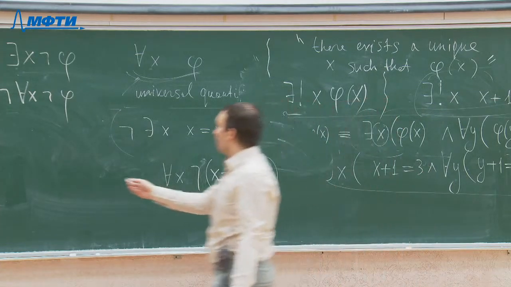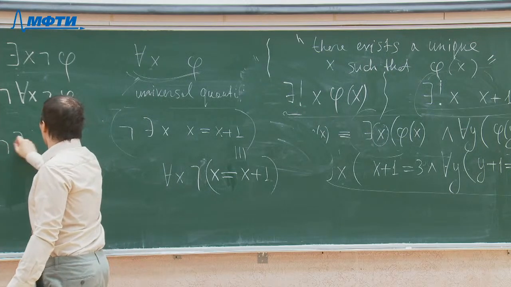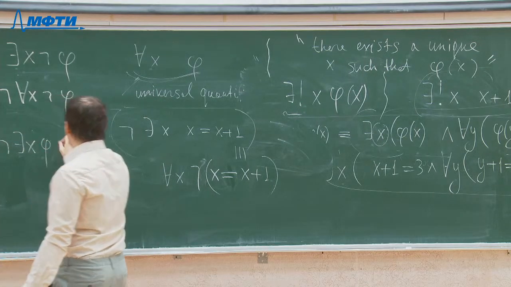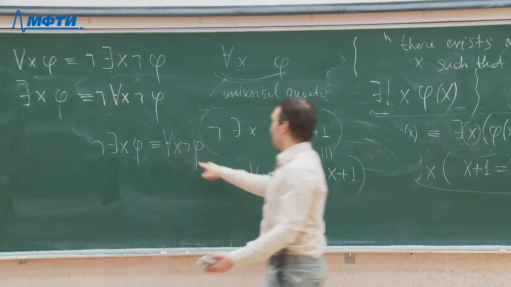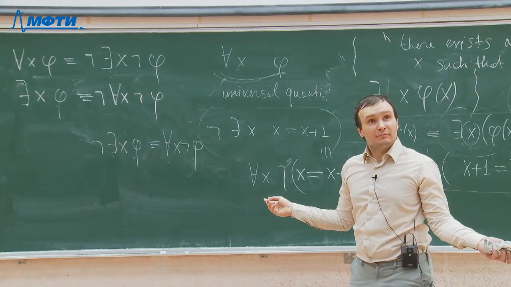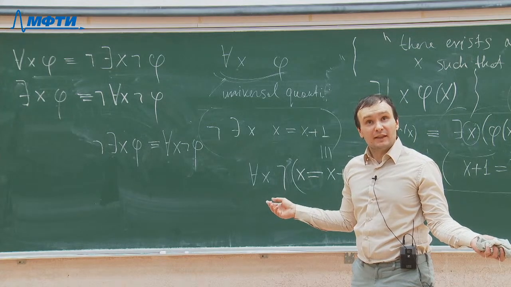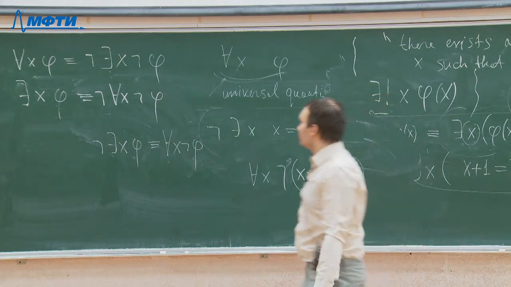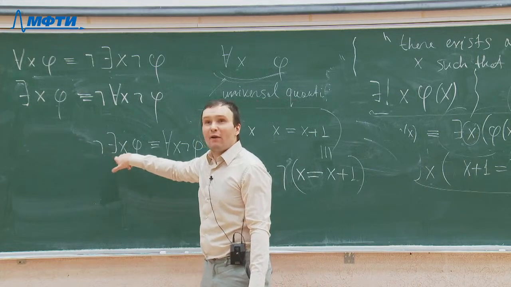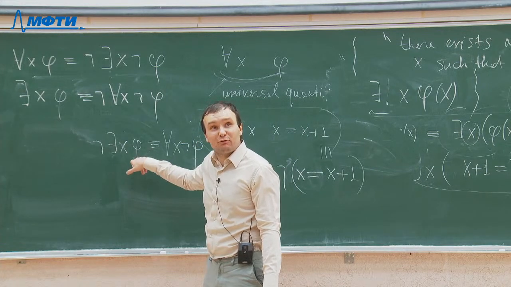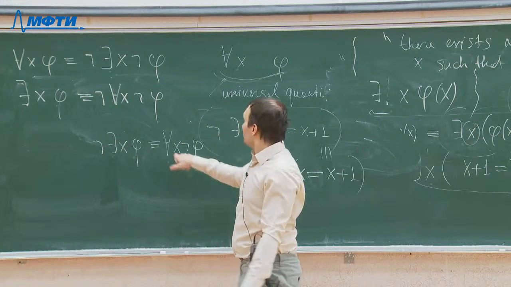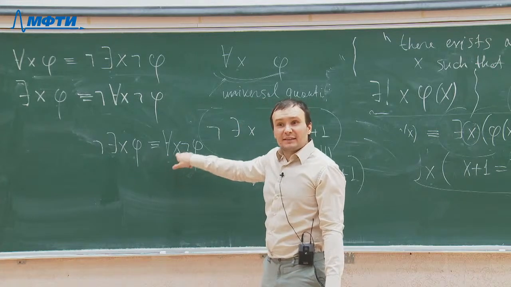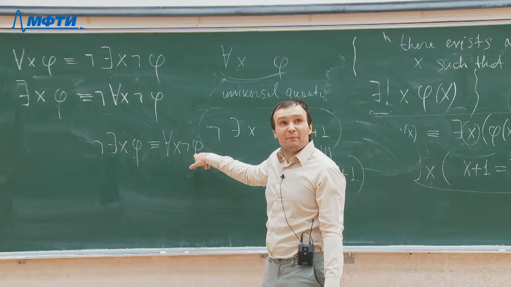So in general, the negation of this existential statement is equivalent to this universal statement. Is it clear? There is no x with property phi. What does it mean? Every x does not satisfy property phi.